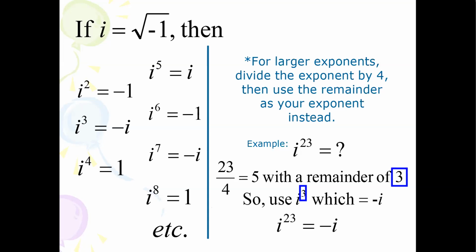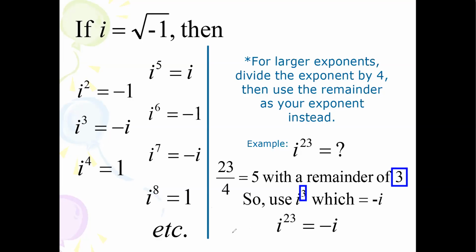So if you were to break up i to the 23 as i to the 4 times i to the 4, you'll end up with a string of them, and the last term will be i to the 3rd power. All the i to the 4s will become 1s, and i to the 3 is -i. Therefore, i to the 23rd is -i. Right? So just in case you don't quite understand the example, let me highlight it here.